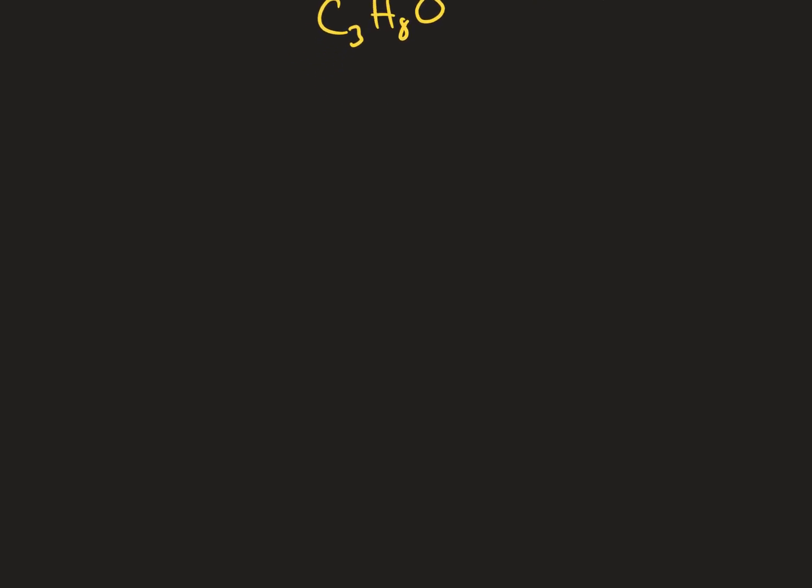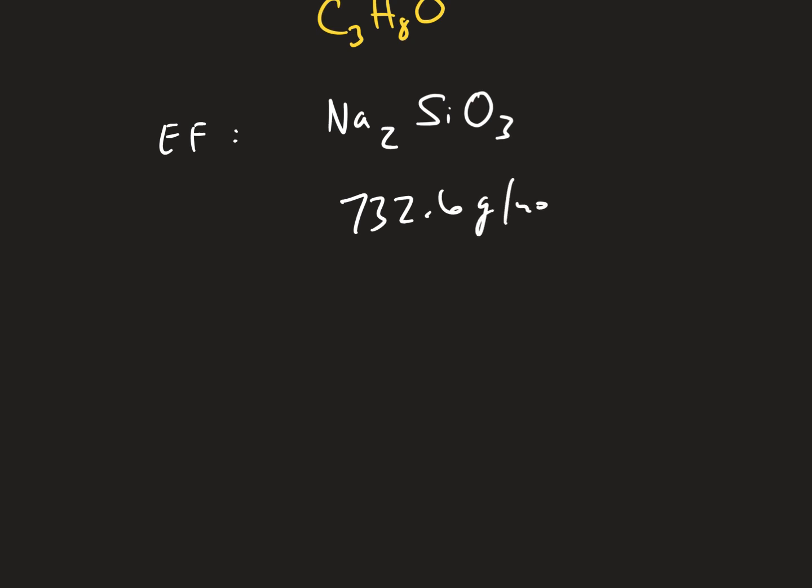All right, which one do you want to do on part C? Number 4. So the empirical formula of this compound is Na2SiO3, and the molecular weight is 732.6 grams per mole. Okay, so what do we got to do? That's it. Get the molar mass of the empirical formula.